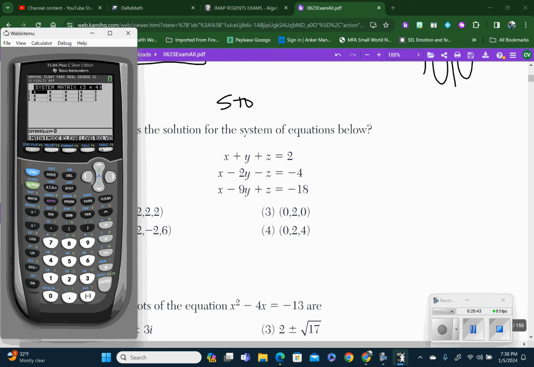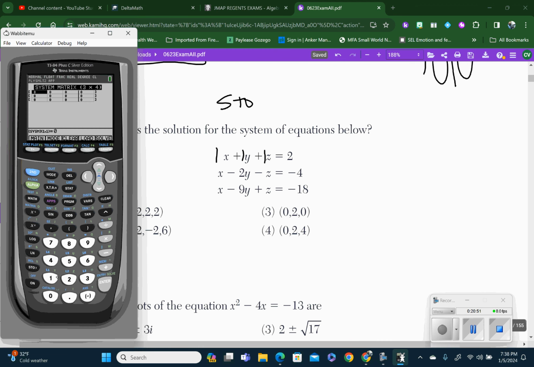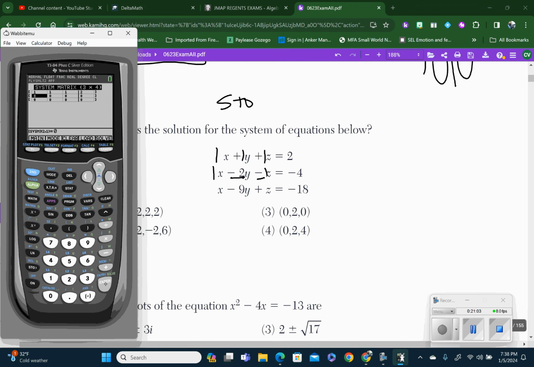Press graph to hit next, and now I'm plugging in the numbers that are in front of my x. Here there's a 1, 1, 1, and then a 2. So I go to my calculator and type that in: 1, 1, 1, 2. Don't forget to hit enter after each one. For the next one, I have 1, negative 2, negative 1, and negative 4. So let me go to my calculator and do that. 1, negative 2, enter, negative 1, enter, negative 4, enter. And then I have 1, enter, negative 9, enter, 1, enter, and negative 18. Enter. Don't forget to hit enter after that last one.